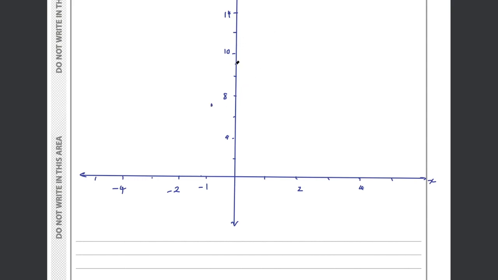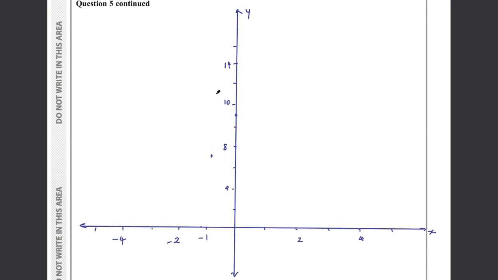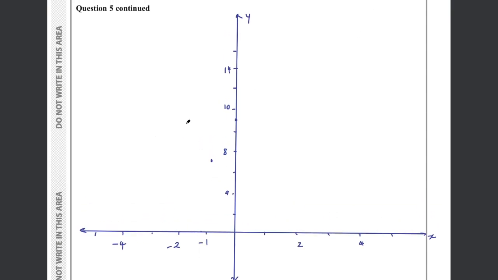Y-intercept is at 9. And, well, we would have another point then at -2, 9. So you can see here there are not going to be any x-intercepts. So let's go ahead and sketch this in. I'm not going to bother finding any other points. I'm just going to see if I can get an approximate shape.